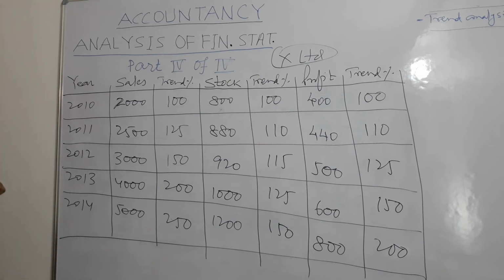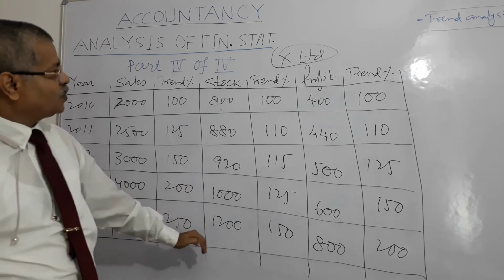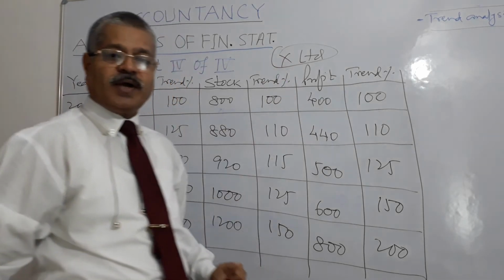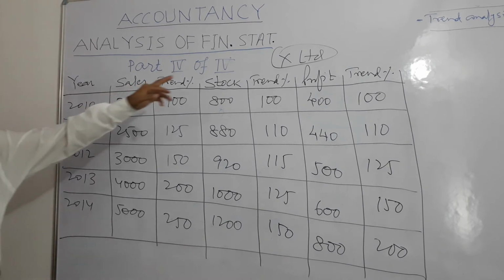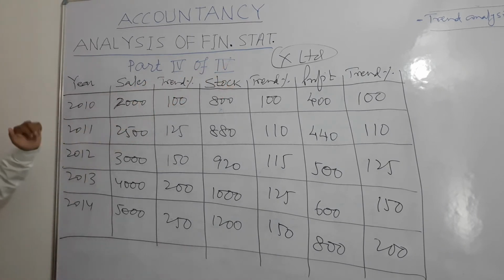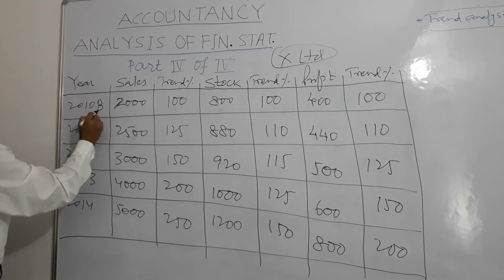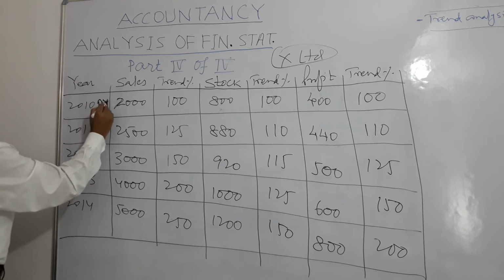So what we have done, in the question we have got year, sales in absolute numbers, stock in absolute numbers, profit in absolute numbers. We have also got the name of the company as X Limited. We have also got that year 2010 is the base year, let us say BY, base year, right?